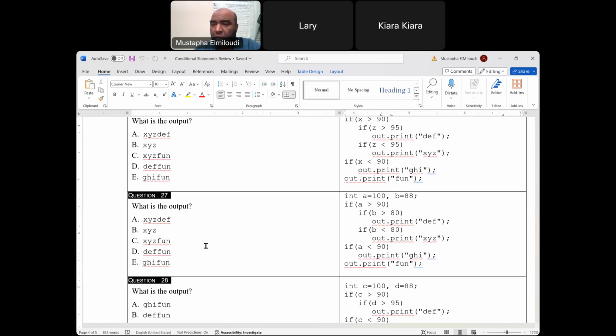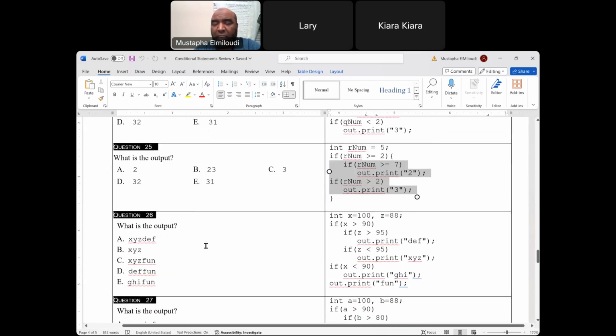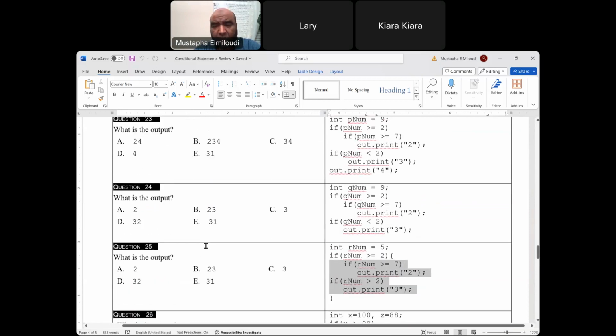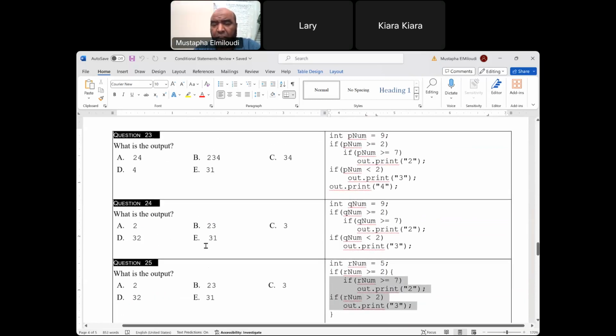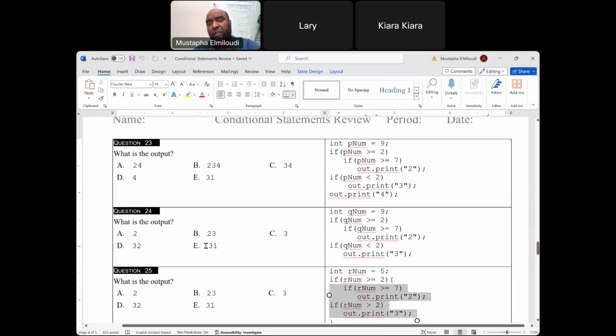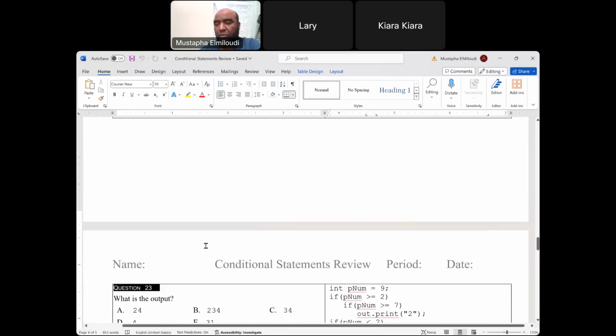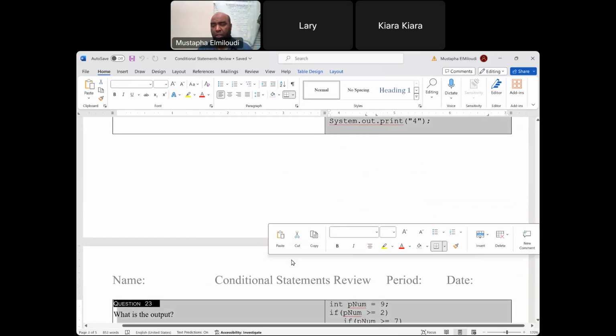So the rest of the question is the same thing. Once you understand the concept of if and nested if and also the significance of the braces, then you should have no problem with that. Okay? Any questions?